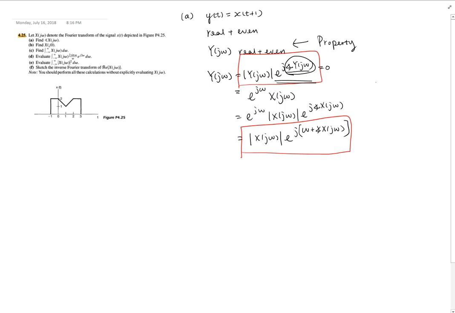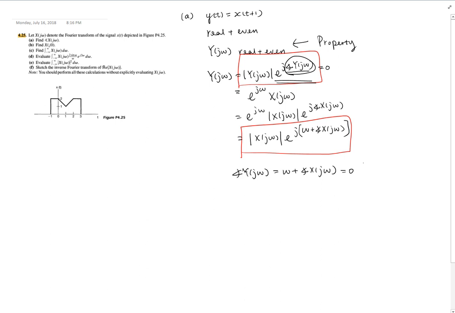Therefore, we know the phase has to be equal, and since Y(jω) is real and even, the phase is 0. Therefore, we can know the phase of X(jω).